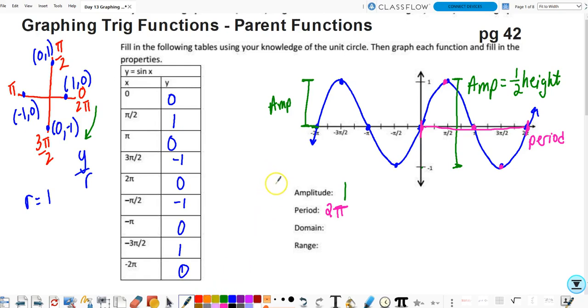Domain, just like in our very first unit or from your prior math classes, domain is your x values. And in this case, it's our angles. And because we can go around and negative around, the domain is all real numbers, or we can write it as negative infinity to infinity. And the range is the y values. So we have a minimum of negative 1, a maximum of 1. So that's negative 1 to 1. Or you can write it this way. And these are the square brackets because we equal at negative 1 and 1.